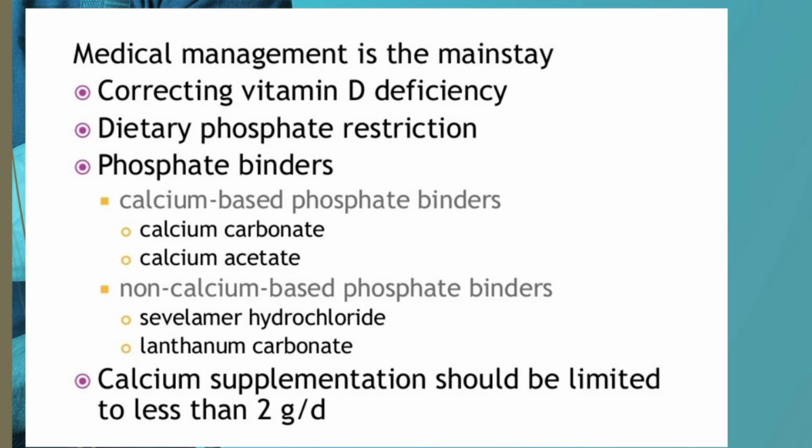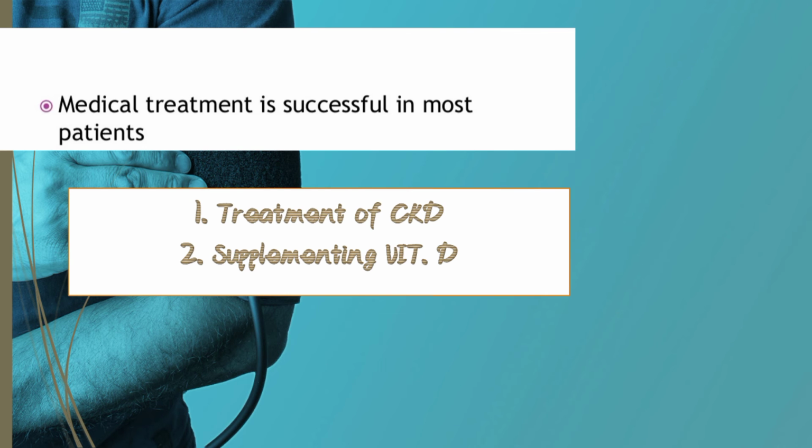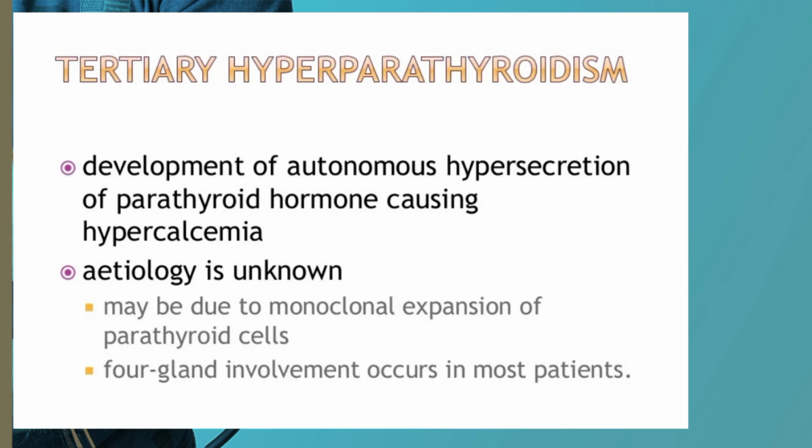So for secondary, to correct this, we need to look at the cause. If it's vitamin D deficiency, we need to supplement the patient with this, and also we need to monitor or even restrict the phosphate intake. And also we need to treat the chronic kidney failure, because this is what brings about this secondary hyperparathyroidism.